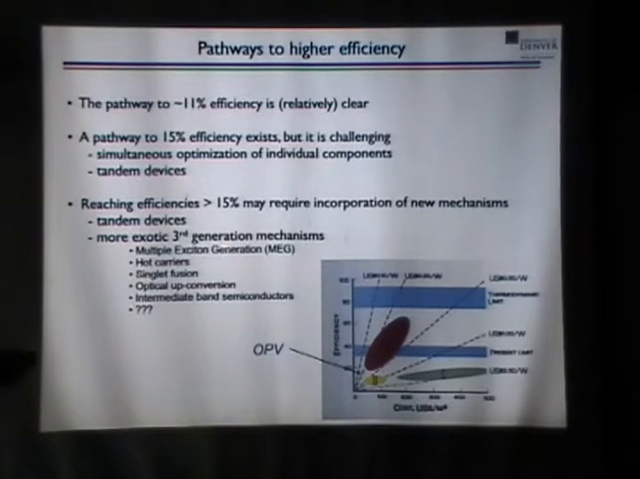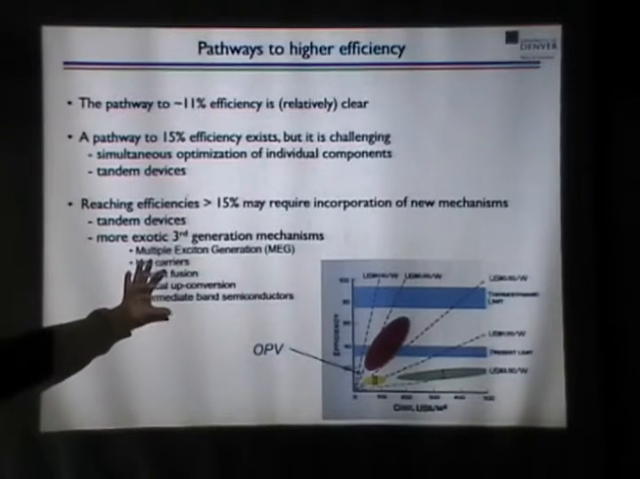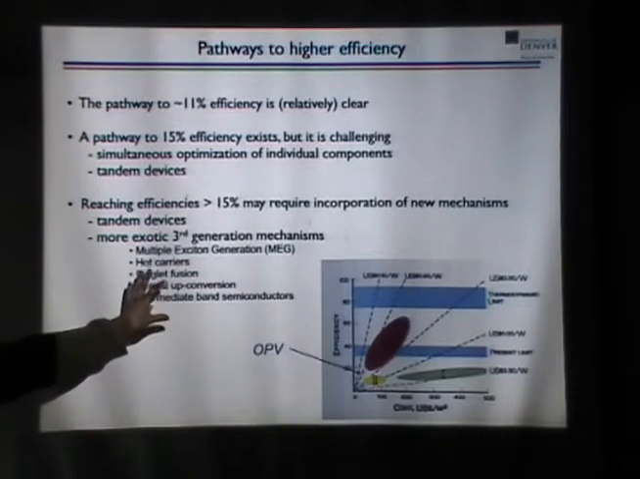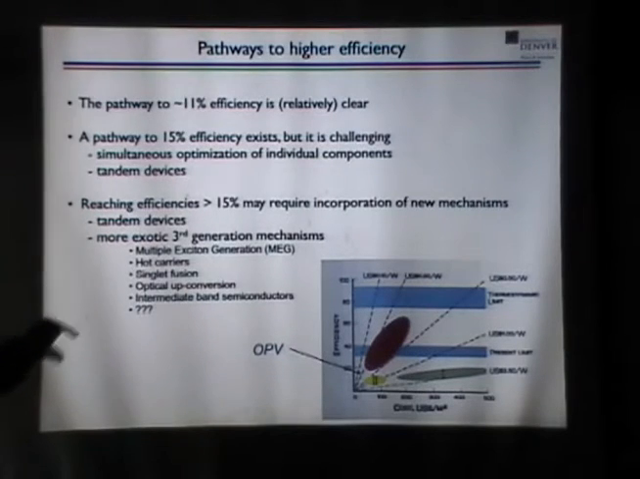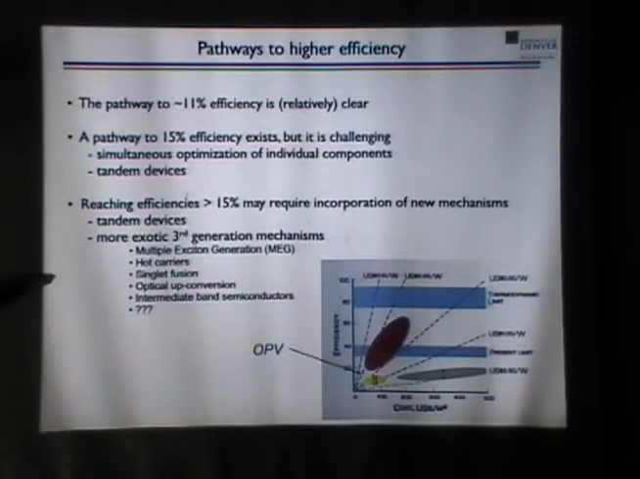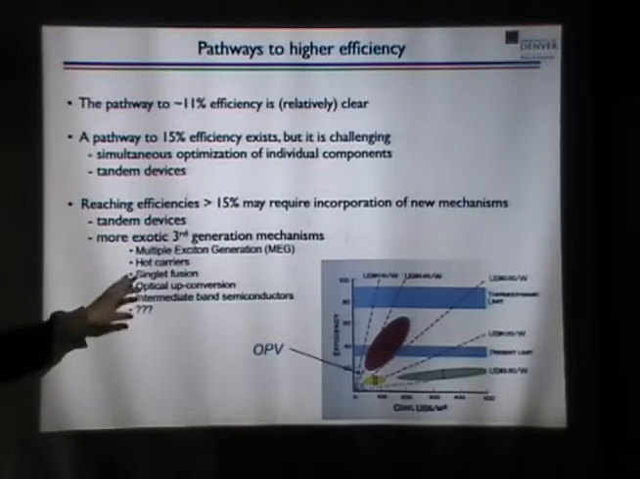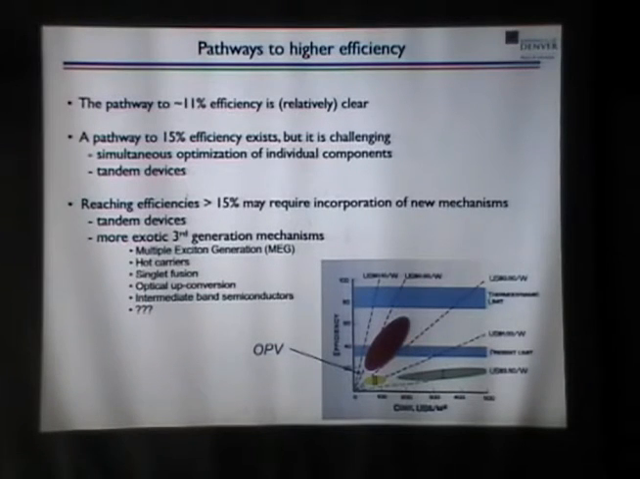One is a tandem device, the multijunction device, which has been mentioned a couple times, and there's lots of work on that in OPV. The other side of the equation are some more exotic mechanisms. So instead of being limited at 31%, can we use multiple excitons? Can we use hot carriers? Singlet fission, upconversion, all these exotic strategies, right?